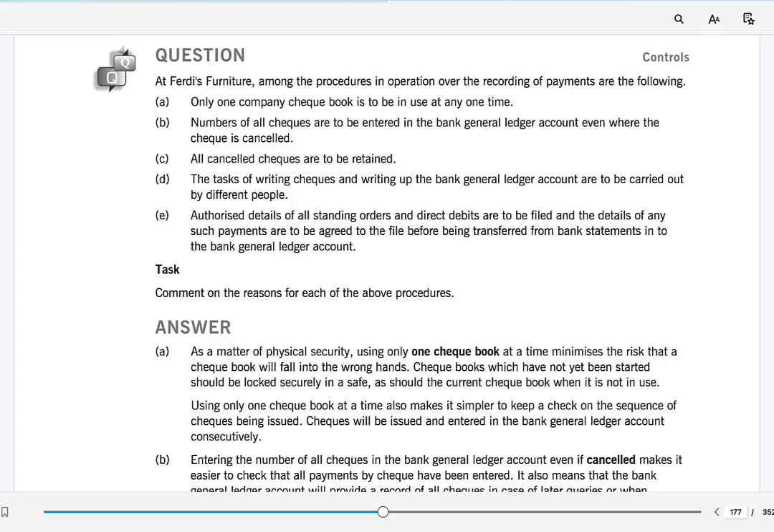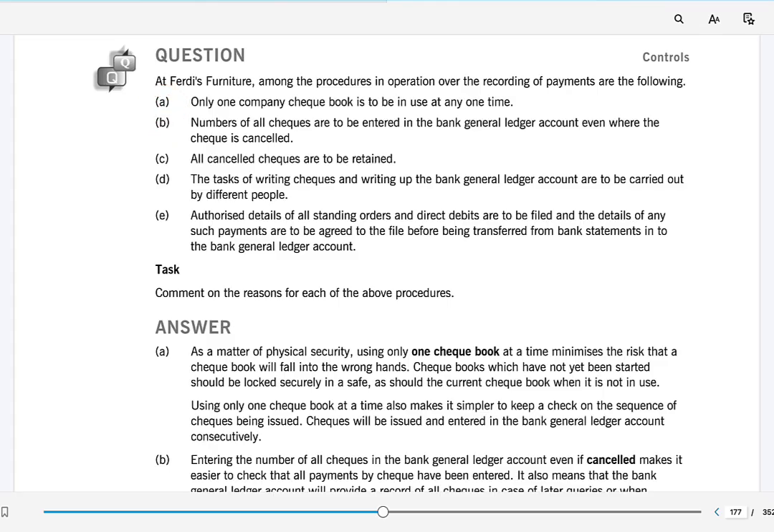What is this rule doing inside the business? Why does the business need this rule? What problem does it prevent? How does it protect the business money and records? So the examiner wants you to show that you understand why these controls exist. Explanation of each procedure in simple words. A. Only one checkbook is to be in use at any one time.